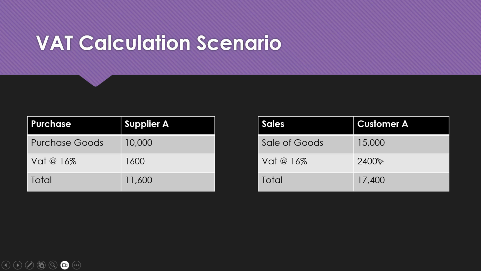So basically, I have collected 2,400 from the customer, but I didn't pay the same amount when we purchased those goods. So this value addition will be taxable. So we have to pay 2,400 minus 1,600. The difference will be taxable on us and we have to pay it to the government. Now there is a very simple treatment in Tally Prime. Let's see how we can deal with this.